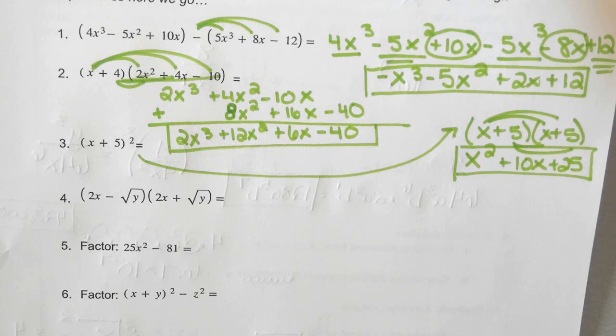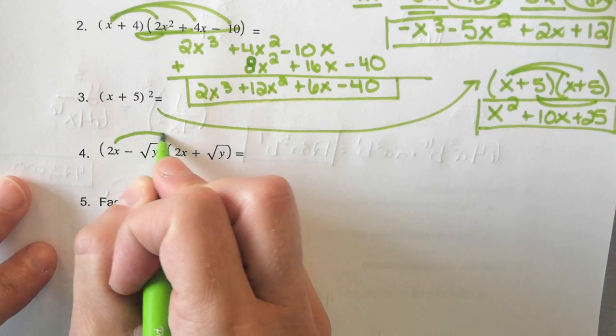You should have got x squared plus 10x plus 25. Good? And the next one's a little bit trickier. We've still got multiplication, so we're still using that same skill set, but now we've got some roots in there. So that's something new. Here we go. Let's send them through just like we would have before.